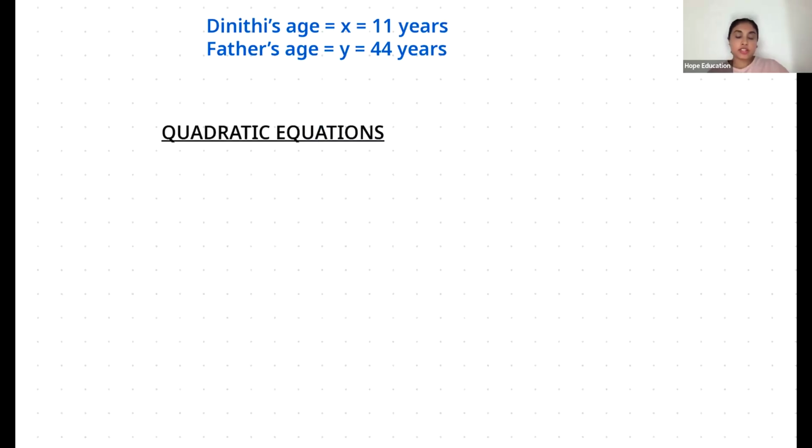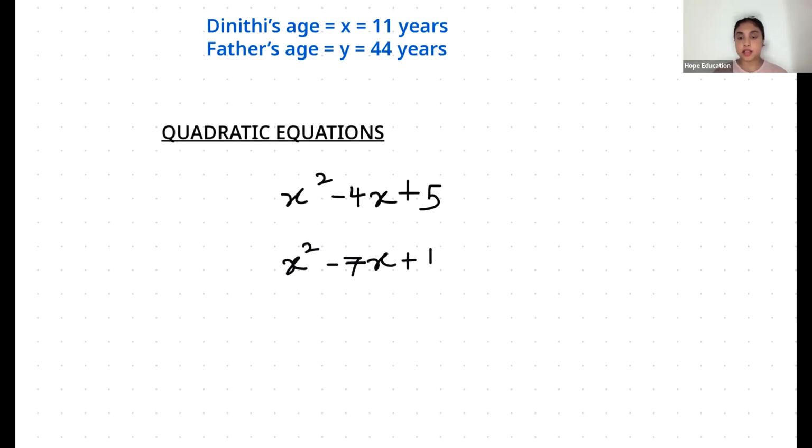Quadratic equations means basically we are going to be talking about, do you all remember quadratic expressions? Can you give me an example of a quadratic expression? Like x squared minus 4x plus 5. Remember these kind of examples? Minus 7x plus 12. Do you all remember learning these kind of examples?